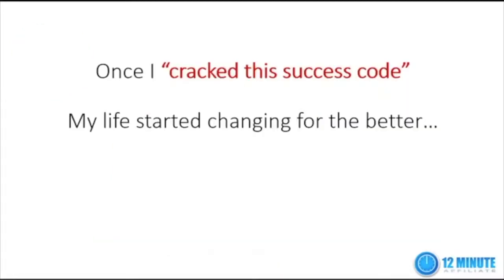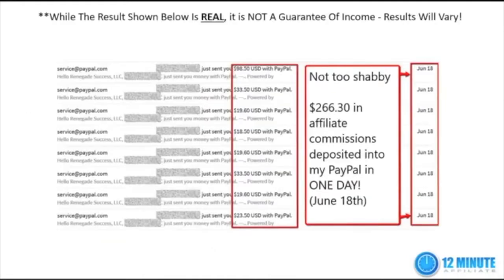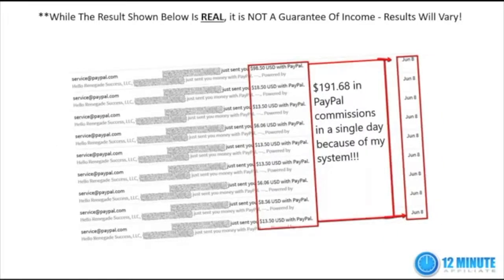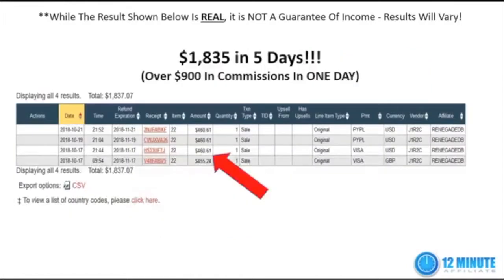Once I cracked this success code, my life started changing for the better. My daily commissions started to look like this. Here's one day where I made $266.30 in affiliate commissions in a single day. Here's another day where I made $191.68 in a single day. Look at this. The 3 days before Christmas, December 22nd, 23rd, and 24th, I pocketed $729.80 in affiliate commissions.